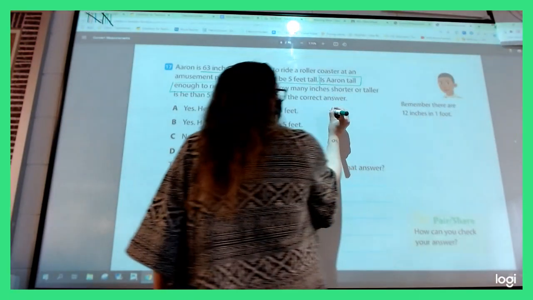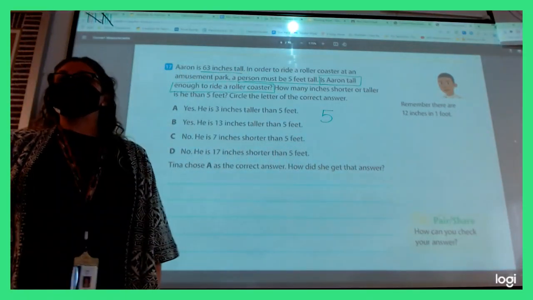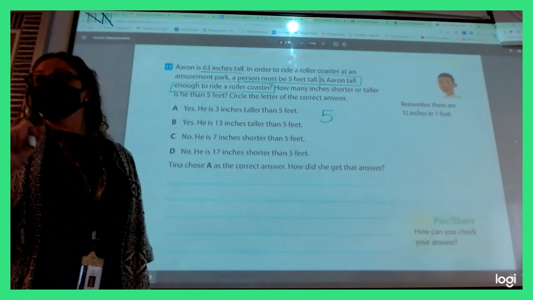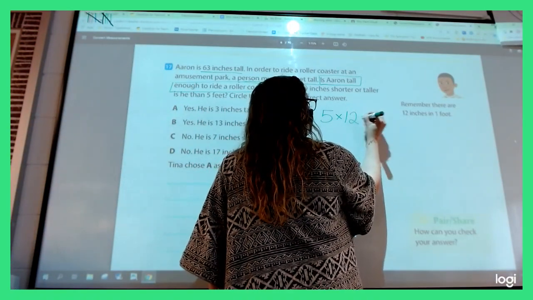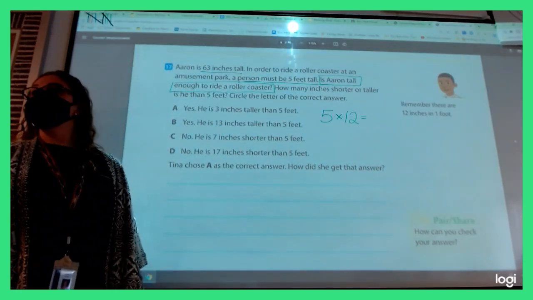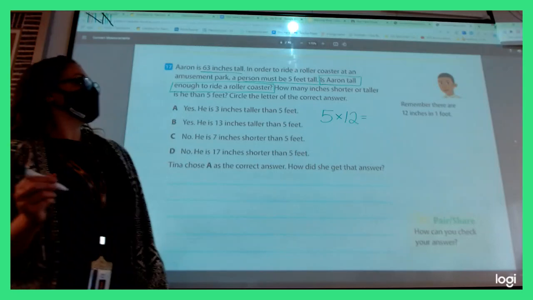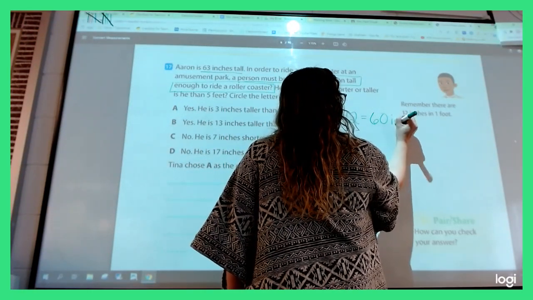So I have 5 feet, and I have how many inches in each foot? Josiah? 12. 5 times 12, or 5 groups of 12 inches. We should know that math fact. Who knows that one for me? Cadence? 60. So 60 inches.